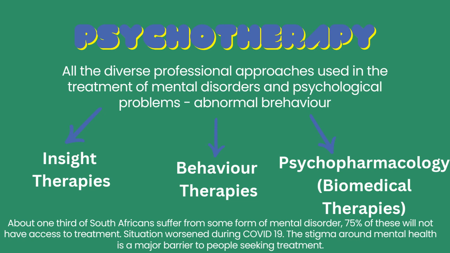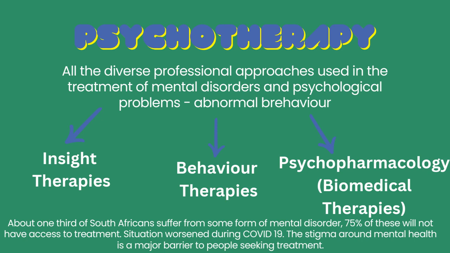So when we talk about abnormal behaviors and treatment thereof, we talk about the term psychotherapy, which is different to psychoanalysis. That's a type of treatment. But psychotherapy generally is all of those professional approaches that we use when we treat mental disorders and psychological problems, or when we treat abnormal behavior. So psychotherapy is our big term.